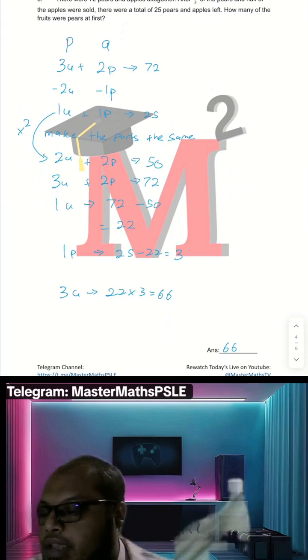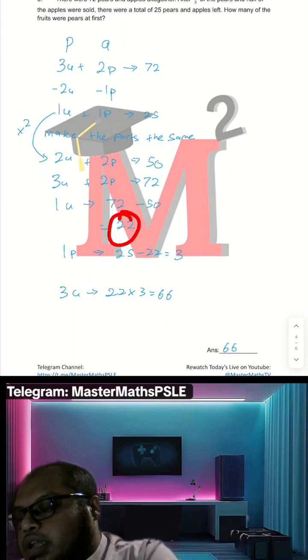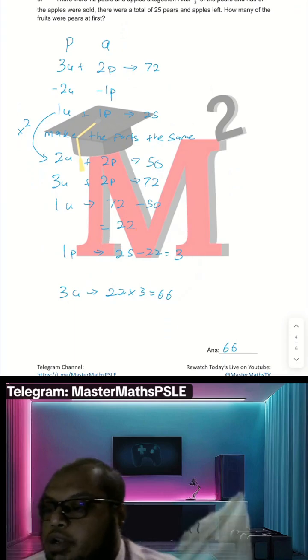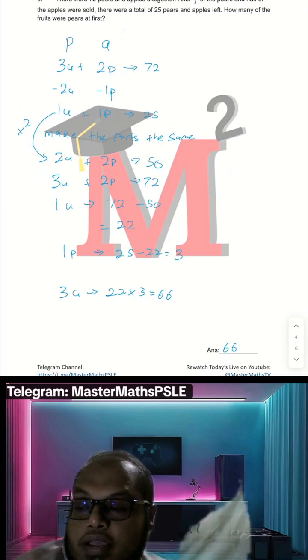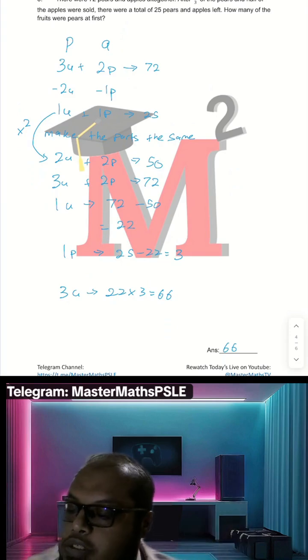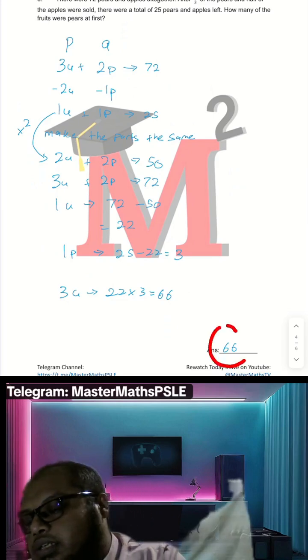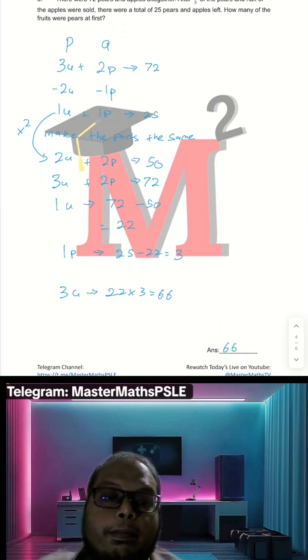Actually, I don't have to calculate this. I can just go here already, because they are only asking for the pear. So the pear is 3 units. 22 times 3, the answer is 66.